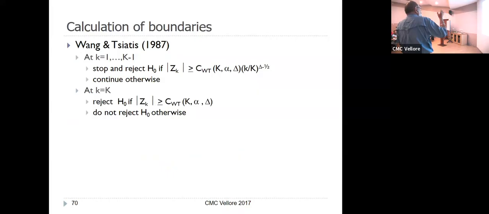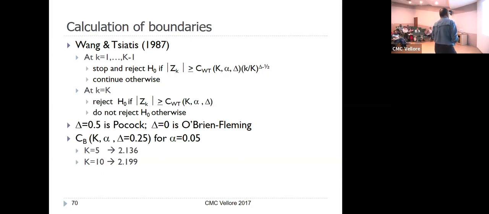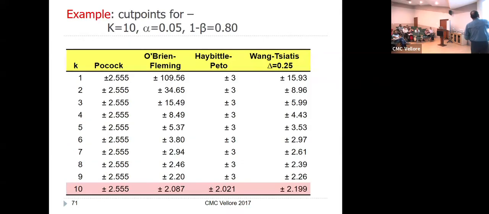Others, students getting PhDs and other people, have come up with other devices. Many people don't use it, but Wang and Tsiatis came up with another one that's a mixture of the O'Brien-Fleming and the Pocock. And this is how you compare them.